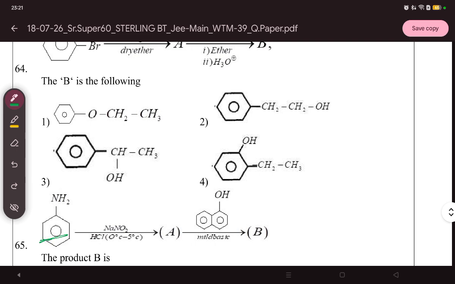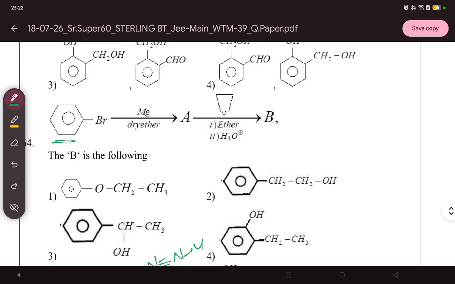Aniline with NaNO2 is converted to benzene diazonium chloride. With this benzene diazonium chloride, the electrophile is substituted at the para position to the OH group, which is the major product.